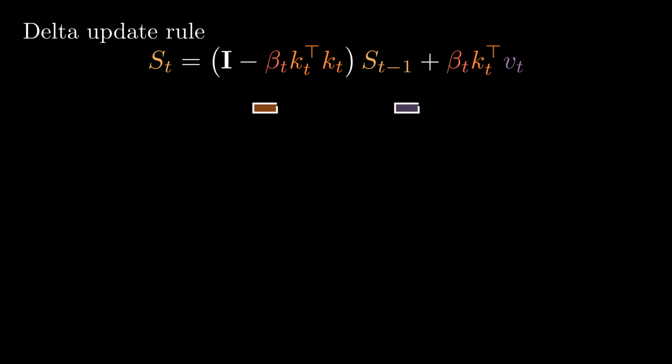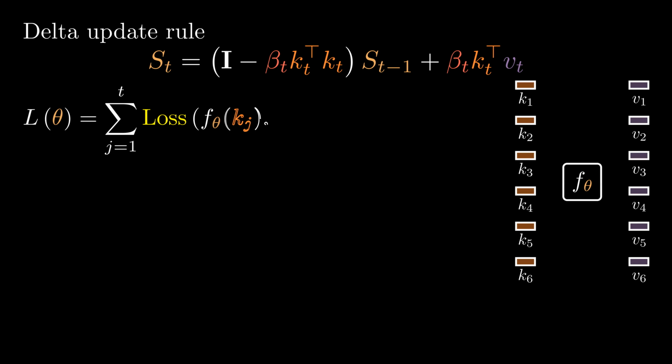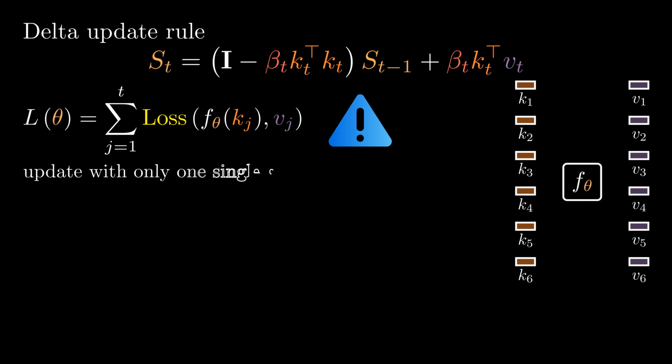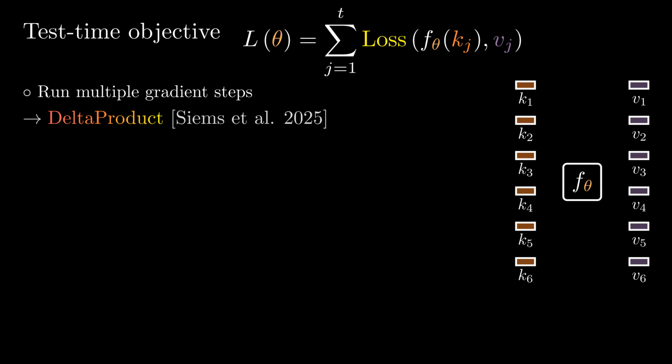But the delta update rule only updates one key-value association per time step, effectively running SGD with the most recent training example. Let's explore how we might improve from the perspective of optimizing a test-time objective function. One idea is to extend DeltaNet by taking multiple gradient steps for each time step. This approach is known as DeltaProduct. DeltaProduct produces more expressive state transition matrices, diagonal plus low rank, and shows better performance than DeltaNet in state tracking, length extrapolation, and language modeling.